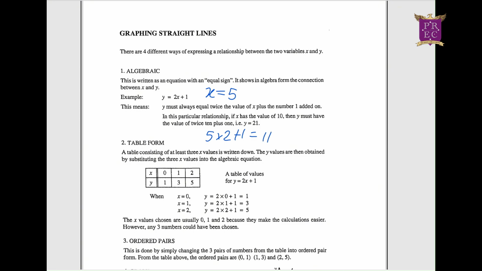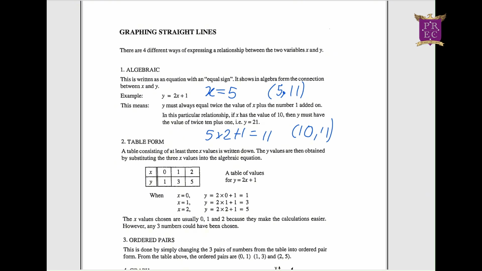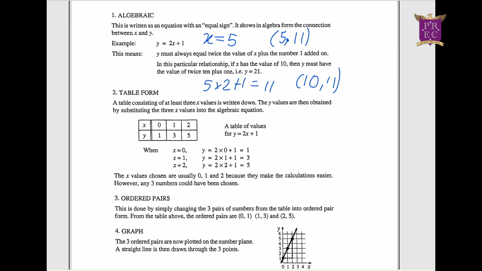So 5 times 2 plus 1, which gives us 11. Okay, that's how we figure out what the y value is and graph the lines according to the coordinates that we get. So the coordinate of this x coordinate will be 5 and 11. Okay, and they've given us the value for 10, 10 and 11, and so on and so forth. Okay, another way that they can give you values will be in table form.